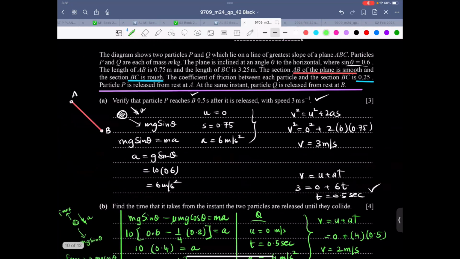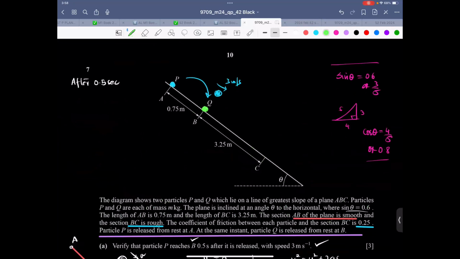So now what has happened is that P has moved 0.5 meter down the plane, Q actually, and this is Q over here. So this is after 0.5 seconds. So P is at B, Q is down the plane. The speed of Q is what? That is 2 meters per second. Now the difference between the two, because Q has moved down, is 0.5 meter.